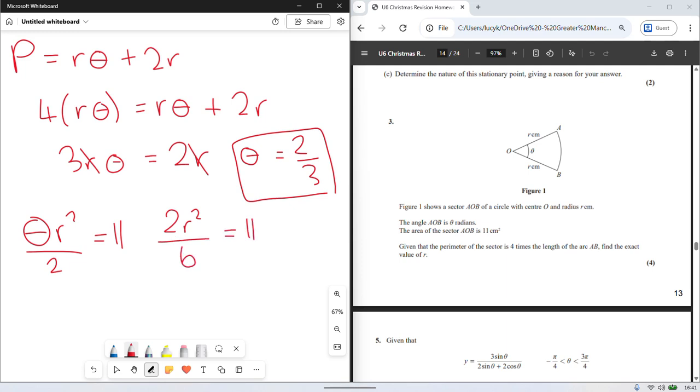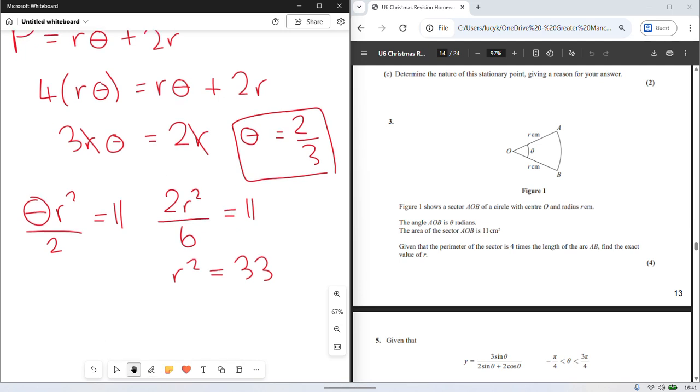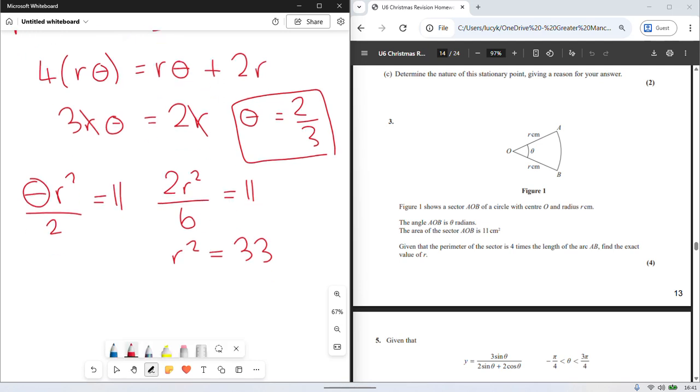And then if we just times through there, we end up with 11 times 6 is 66, divided by the 2 is 33. So if r squared is 33, then r is just root 33, and it'll be centimeters. And it's not negative because radius is just a distance, a length. It's not going to have a negative value. So that's question 3. I think, yeah, we've probably just forgotten how radians work.